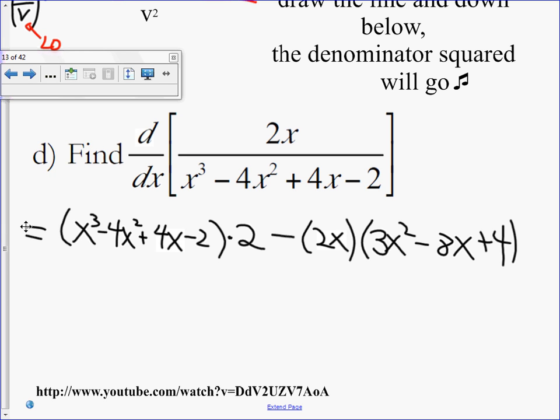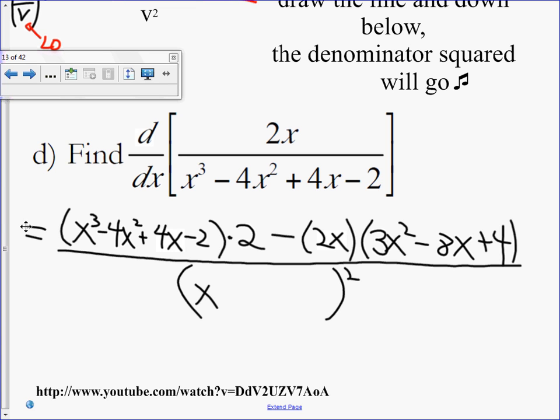What do I do next? Draw the line. And down below, denominator squared will go. Just write all that in.